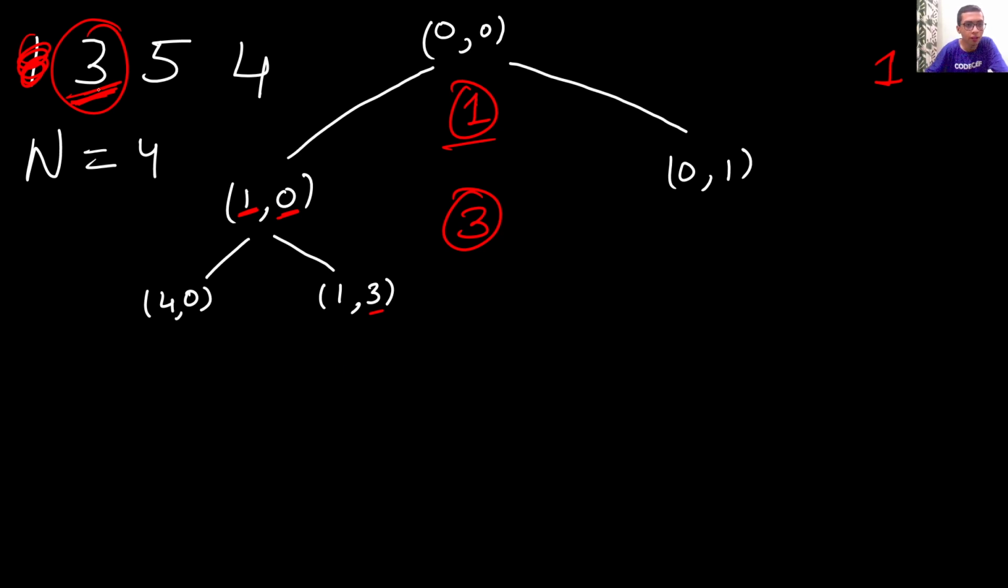Now, again, we have the next element as 5. So again, for 5, we have two choices. Either we can add it with the first group or with the second group.